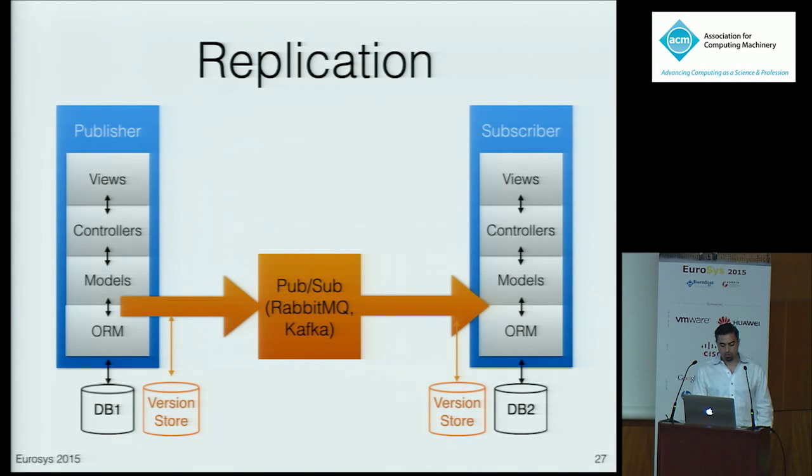On the publisher, the tricky part is to do three things atomically. First, we need to perform the write to the database. We need to update the object version, and we need to publish the message to the message broker. And those three things need to be done atomically. And we do all this with two-phase commits.